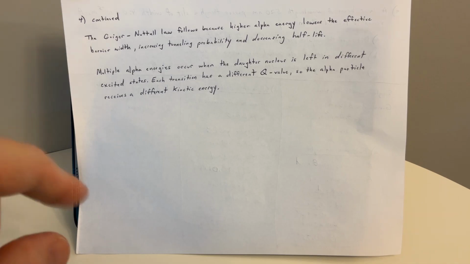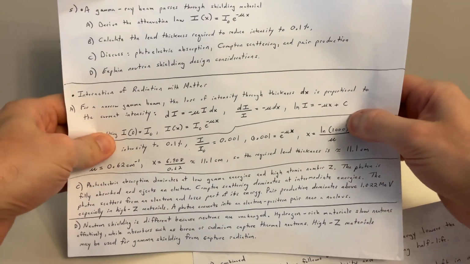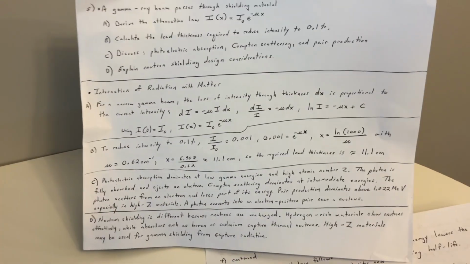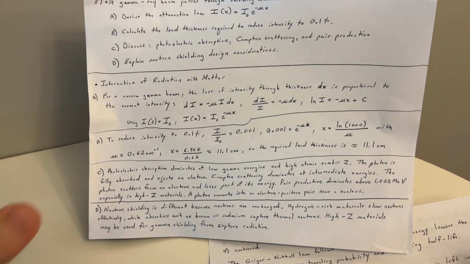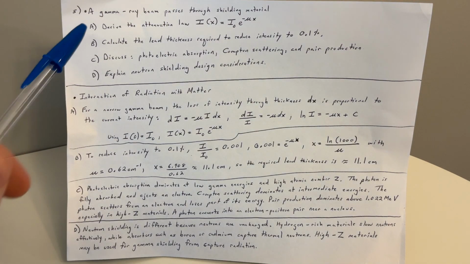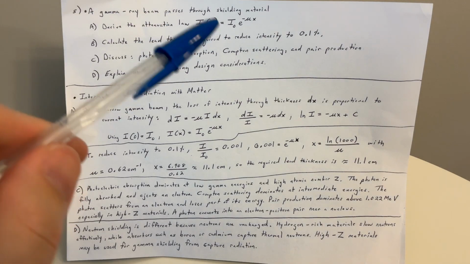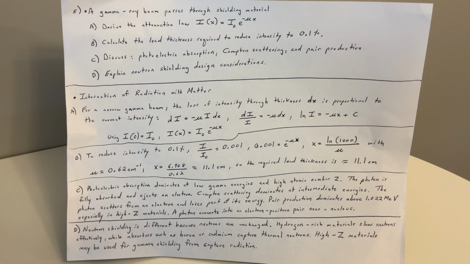That was C and D there. And now let's move along to number 5. Okay, number 5. A gamma ray passes through a shielding material. Derive the attenuation law: I of x equals I naught times e to the negative mu x.